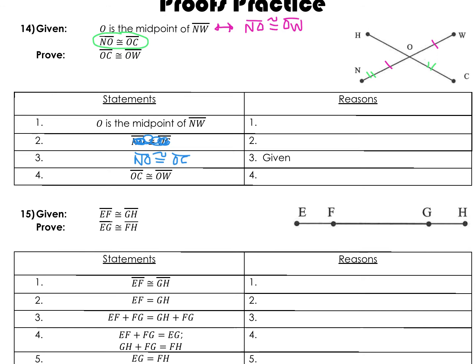All right, so 100% of the time, your very first reason is given, which is exactly where we got O is the midpoint of NW. And based upon our pre-proof planning, shouldn't this be the missing statement that goes right here? So that is going to be our missing statement. NO is congruent to OW. And same reason as I explained in the previous proof. Normally I would be using the definition of a midpoint here, but because we have a congruency statement, we are going to be using the midpoint theorem.